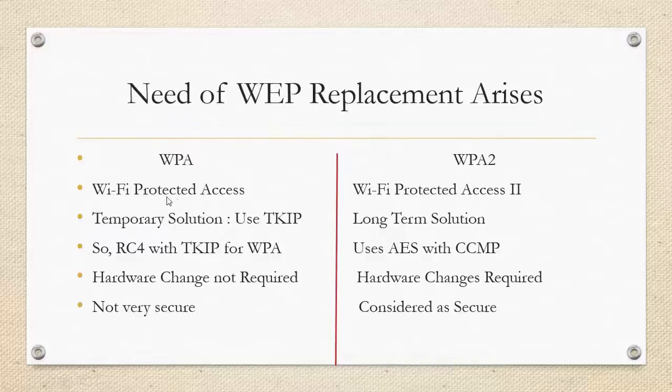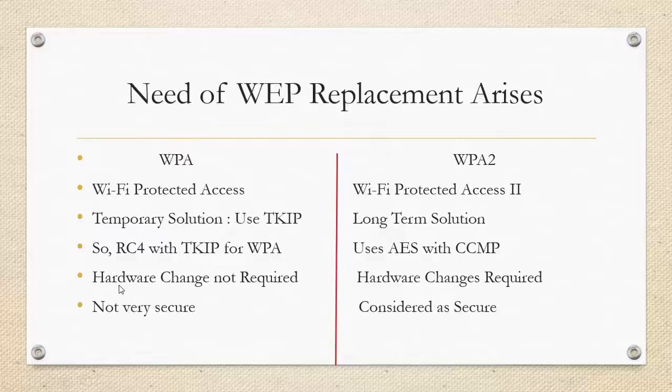WPA stands for Wi-Fi Protected Access, and it was built on top of WEP. However, it used TKIP along with RC4. So the people who were using WEP-based routers just had to upgrade their firmware and they would have got WPA. WPA is still not hacked, but there are a lot of attacks which are targeting WPA nowadays.